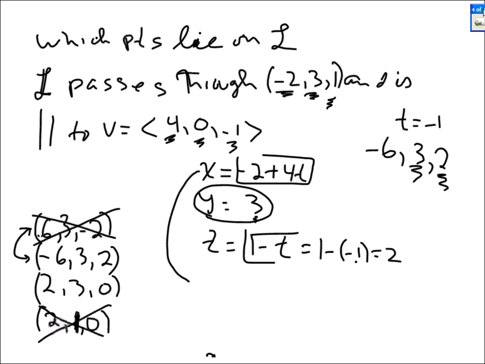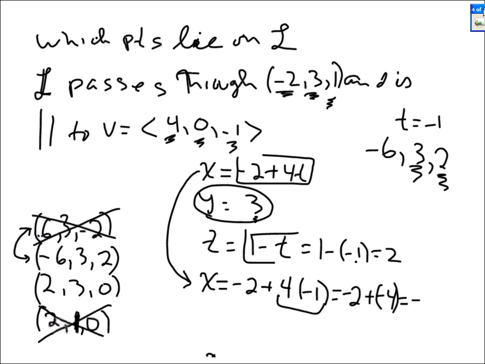And y is always 3. It's the top one again. X is equal to negative 2 plus 4 times negative 1. That's negative 4. Negative 2 plus negative 4 is negative 6. Yep, it's a winner. Put your money on that one.